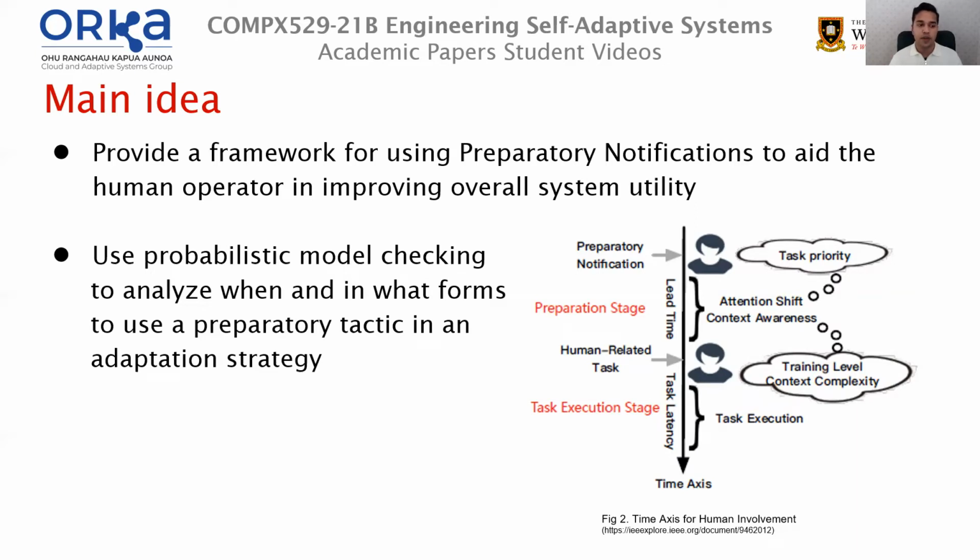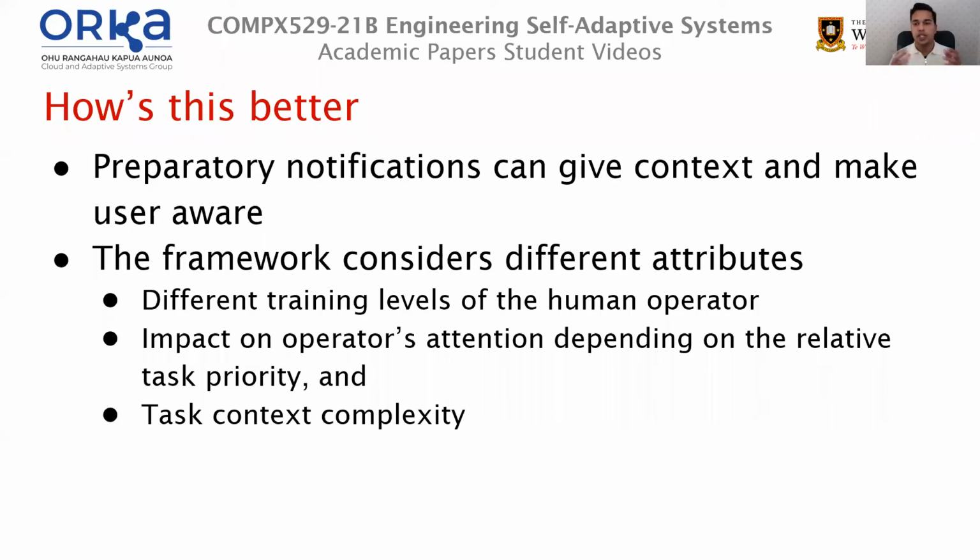On the right, we see a figure which shows the timeline of how this system works. So we send the preparatory notification a certain amount of time in advance before that task needs to actually be done. This time is called the lead time, and the research goes into looking into what an optimal lead time is for different types of tasks and what to show in that notification to capture the attention of the user. So with the use of this framework, preparatory notifications can give context and make the user aware of when they need to complete a task.